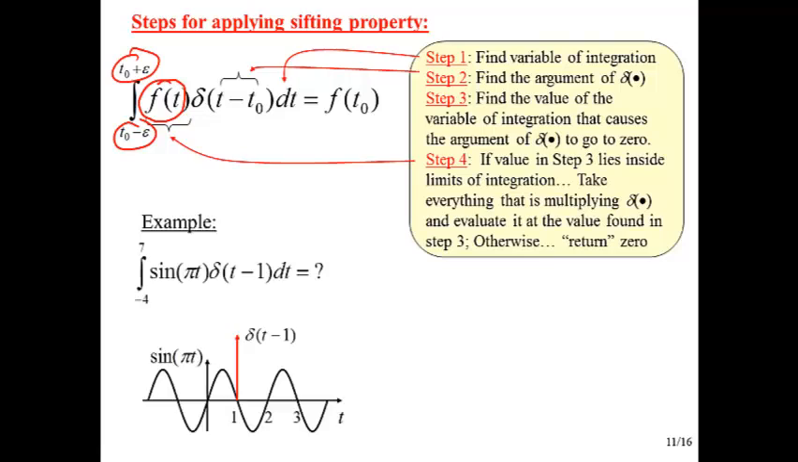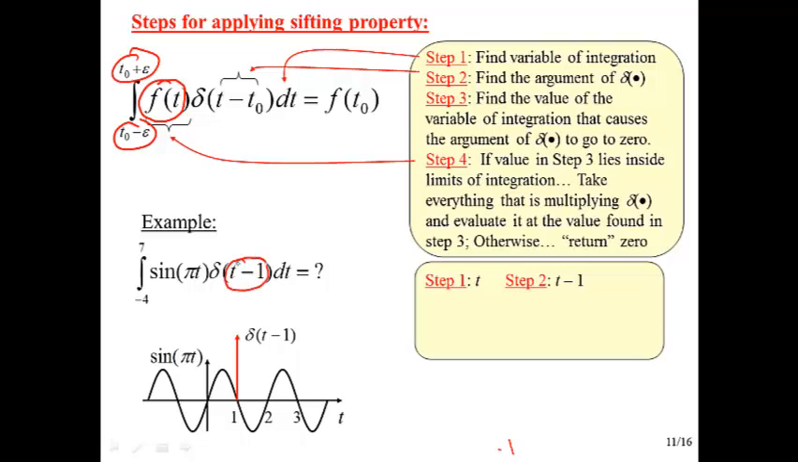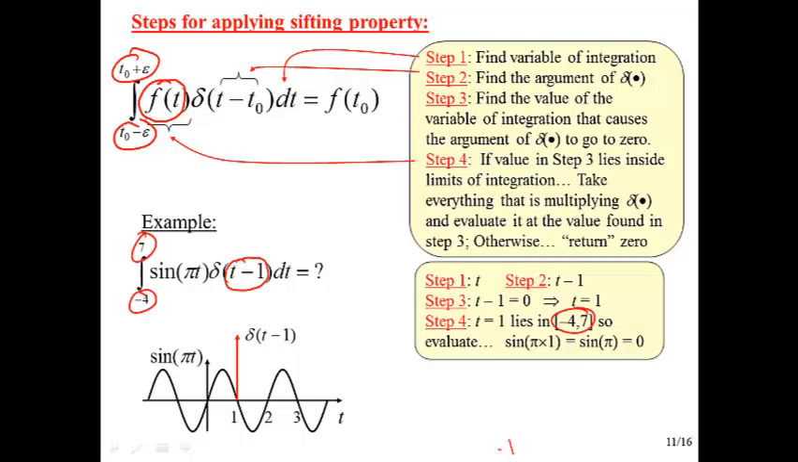So here's an example. Step 1, find the variable of integration. It's t. Step 2, the argument of the delta function is t minus 1. Step 3, find the value of t that causes the argument to go to 0. That's t equal to 1. Step 4, check that t lies in our range, minus 4 to 7. T equal to 1 lies in that range. And so now finally take this part and evaluate it for t equal to 1.